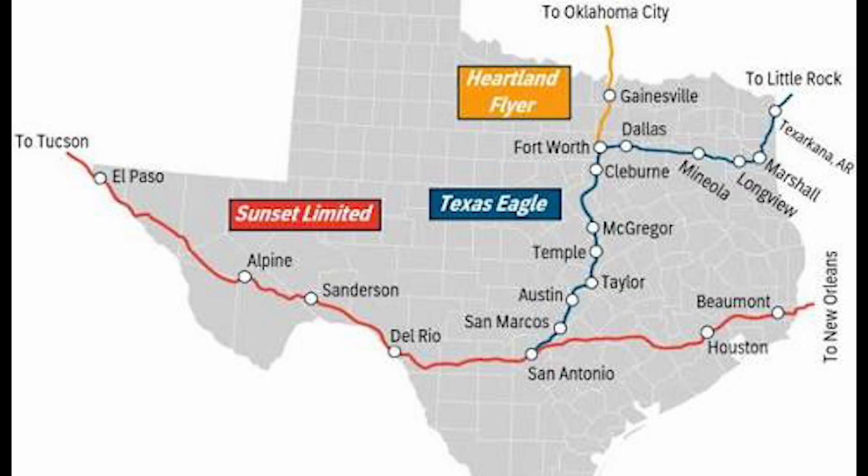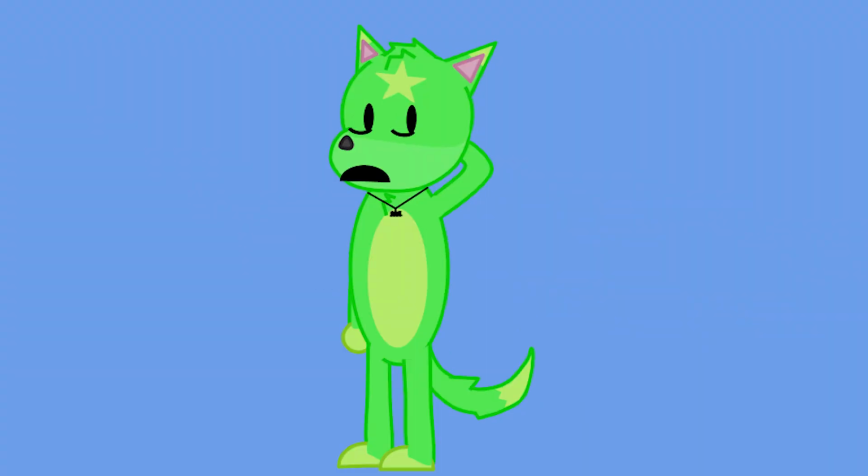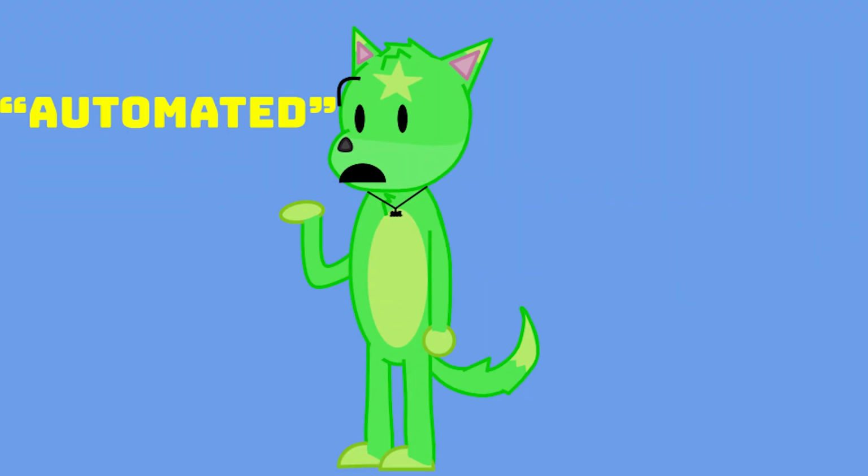This is when I noticed a pattern, because the Sunset Limited and the Heartland Flyer never connect to each other directly. However, the Texas Eagle connects both of them, so I used that to my advantage, even if my code now had to be a little less automated per se.